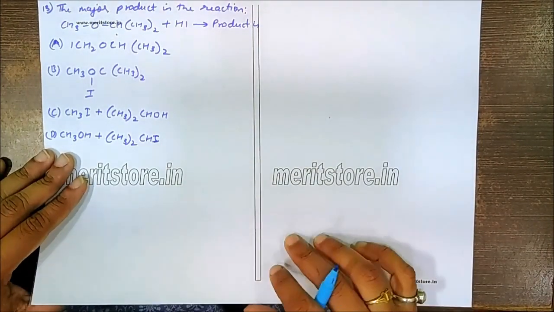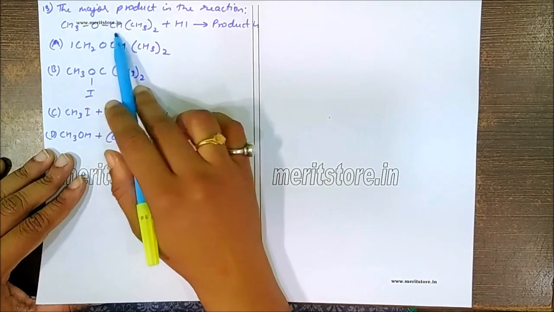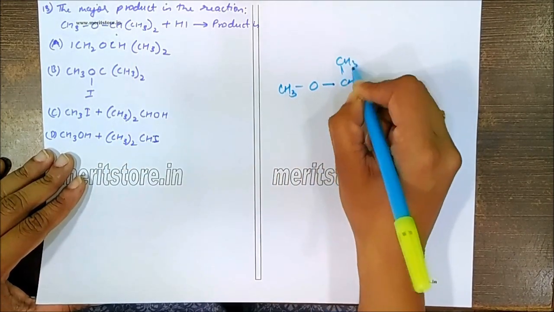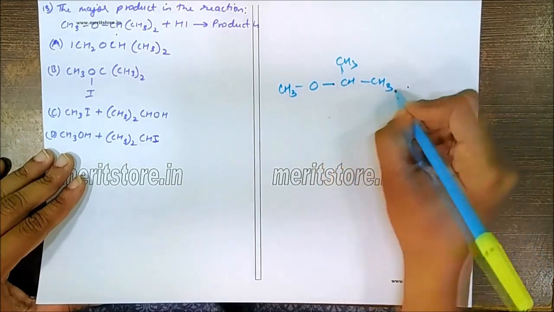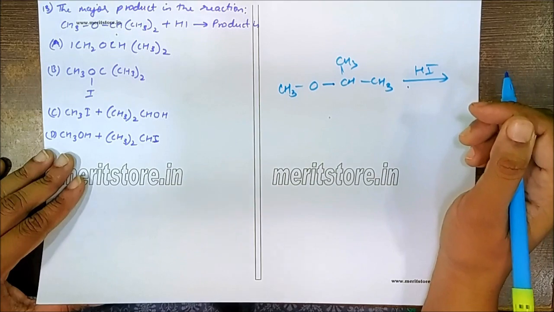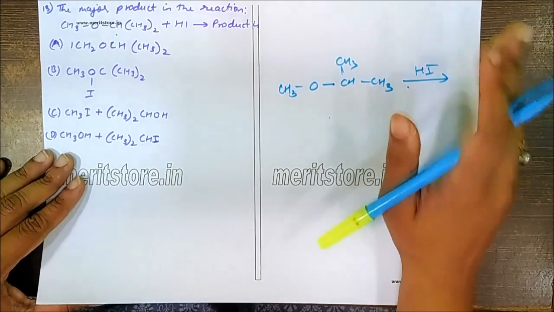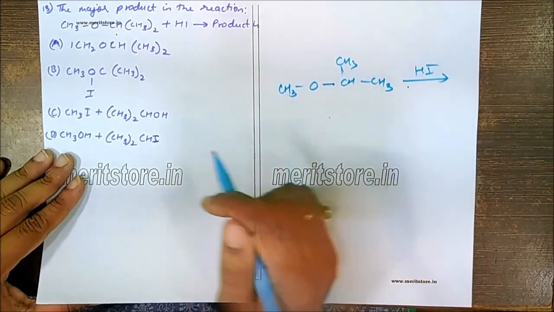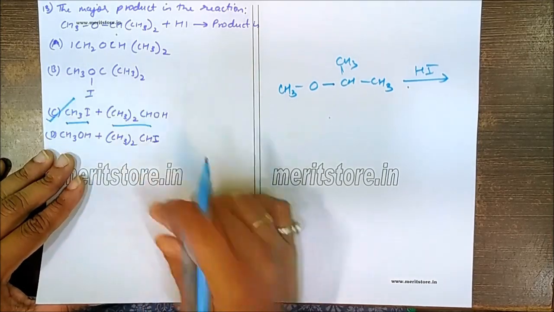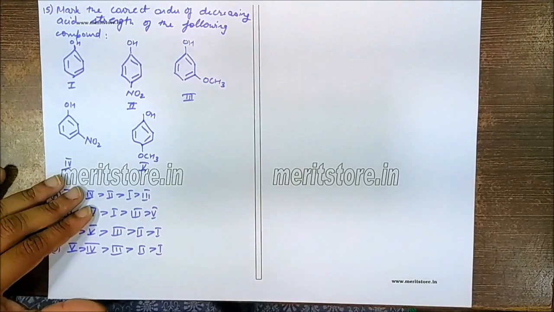The major product in the reaction: we have CH3O, and this is secondary, that is isopropyl group. This is with the HI, so it is cold HI we are considering. If it will give the product, we have to always remember lower alkyl halide and higher alcohol is formed. So lower alkyl halide, that means methyl, and isopropyl alcohol will be formed as a major product.